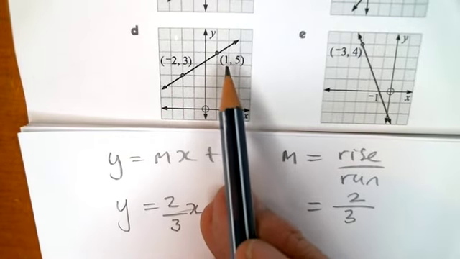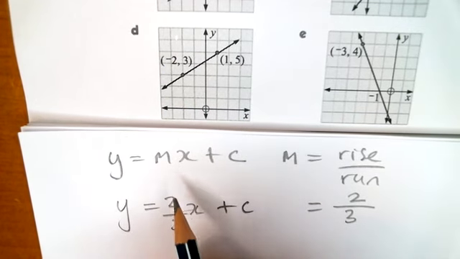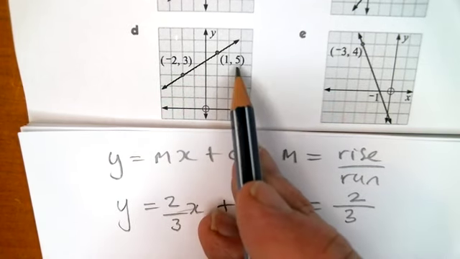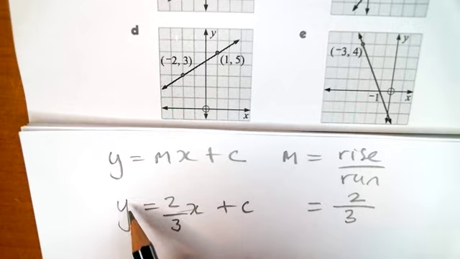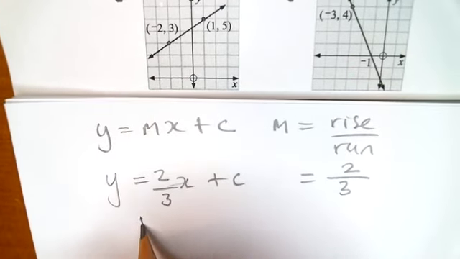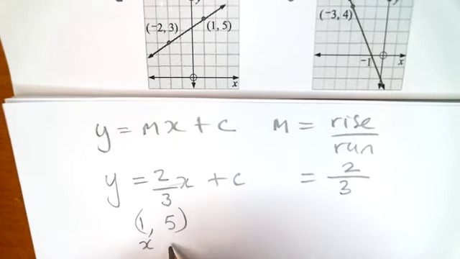So x value is 1. And the reason 1's good is because 2/3 times 1 is just 2/3. And of course, y is 5. Let's pop 5 in. I'll write the coordinate in here. So the coordinate is (1, 5). My x value is 1 and my y value is 5.